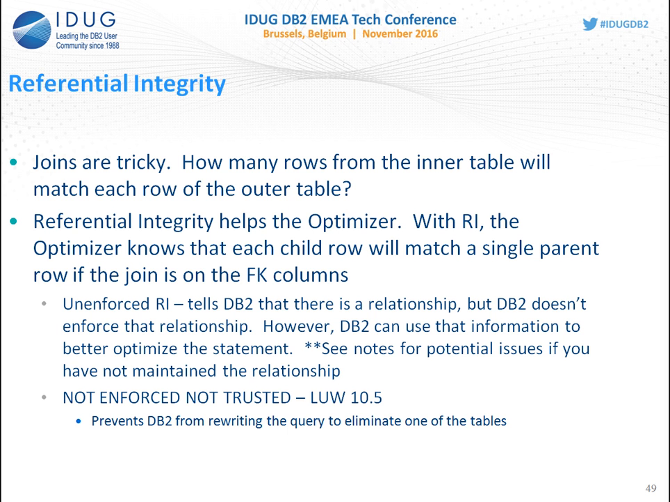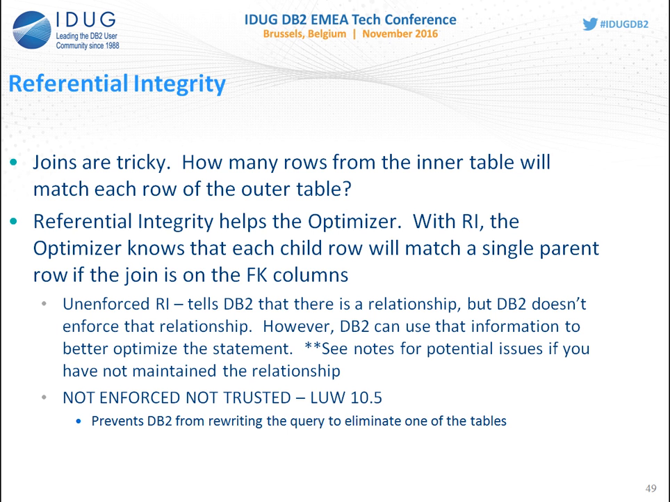DB2 might also simplify the query. If you're not using any columns from the inner table, and it's an inner join and DB2 is assuming there's a match on the parent table, it may simplify the query and eliminate one table.